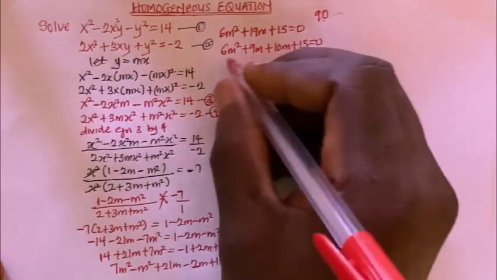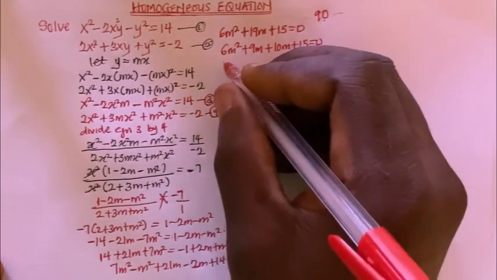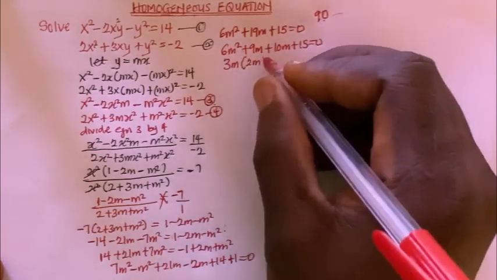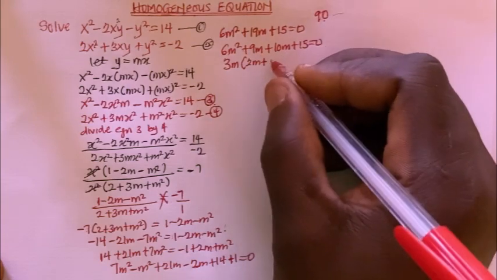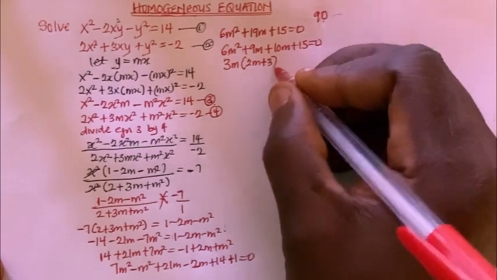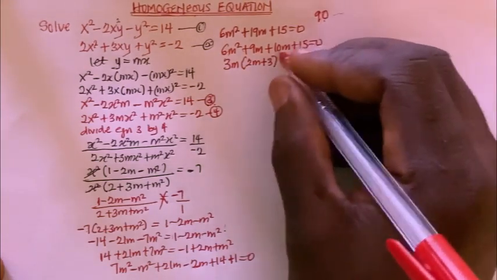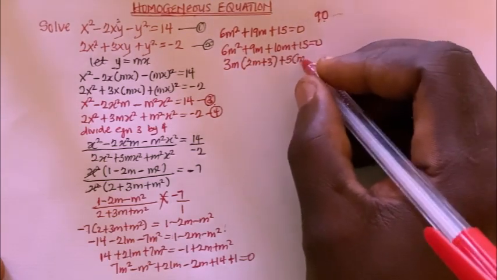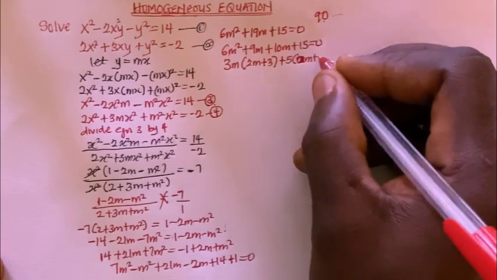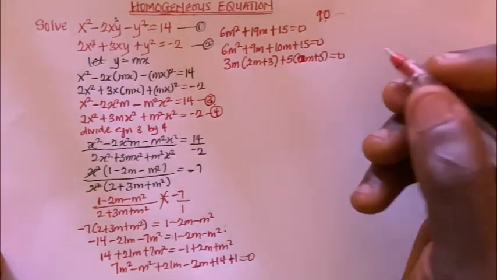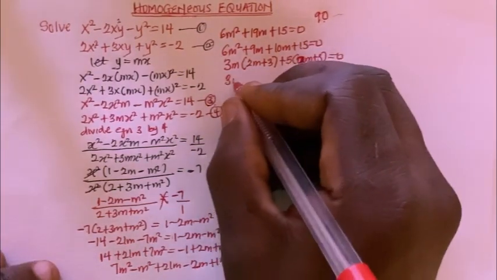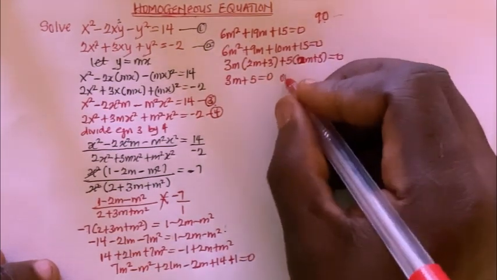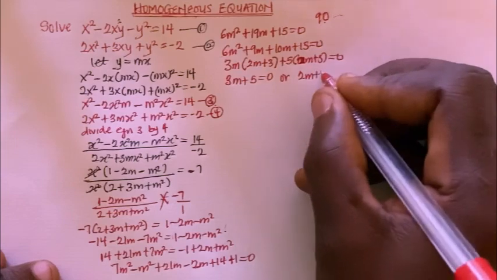0. So here I'm going to factorize 3m. If I factorize 3m in this case, I'm going to have 2m plus 3. Then I've factorized 10 here, so I'm going to factorize 5 here. That's plus 5 in brackets, m, no, that's 2m plus 3 is equal to 0. So here I'm going to have 3m plus 5 is equal to 0, or 2m plus 3 equals 0.